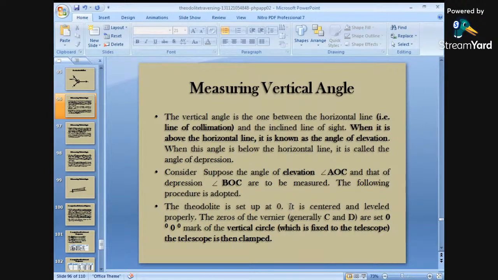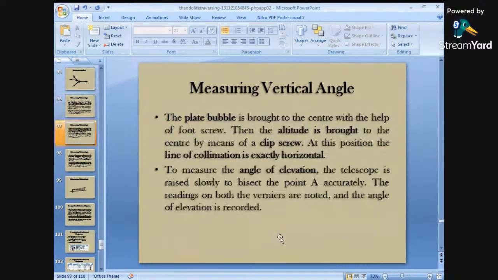Now the theodolite is set up at point O. It is centered and leveled properly. The zero of the verniers at C and D are set, marked on the vertical circle. Now the plate bubble is brought to the center with the help of foot screws. The altitude bubble is brought to the center by means of the clip screw. At this position, the line of collimation is exactly horizontal. So you need to firstly make the line of collimation perfectly horizontal before taking the observation.